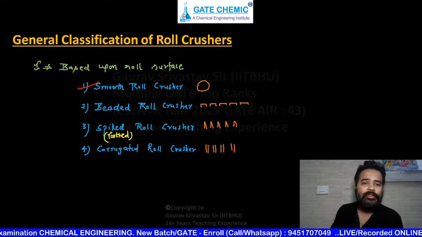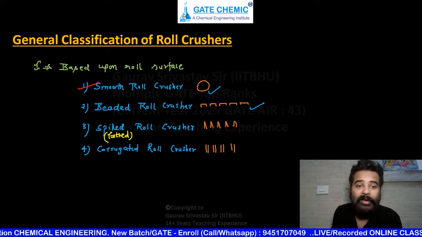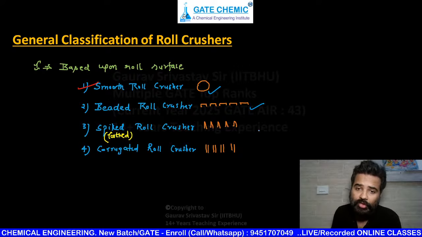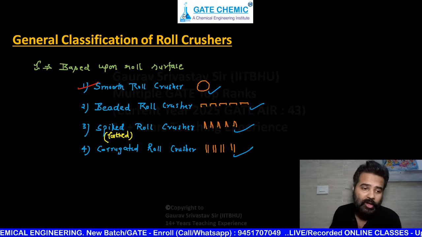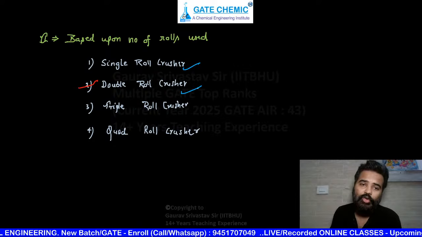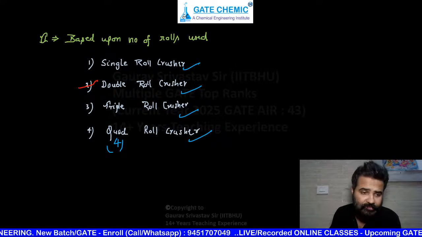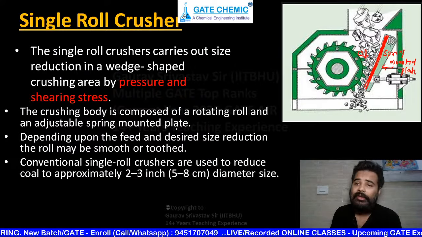So based upon roll surface, it can be smooth roll crusher, beaded roll crusher, spiked, that is tooth roll crusher, or corrugated one. You can see diagrams here. Or based upon rolls, you can say single roll crusher, double roll crusher, triple roll crusher or quad roll crusher. Quad means 4 rolls are there. With the help of diagrams I can show you better.